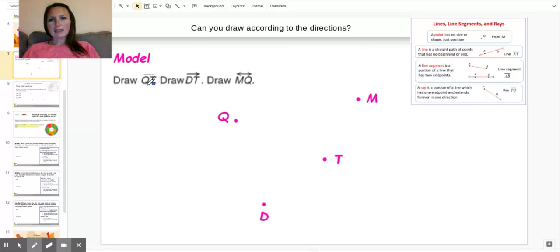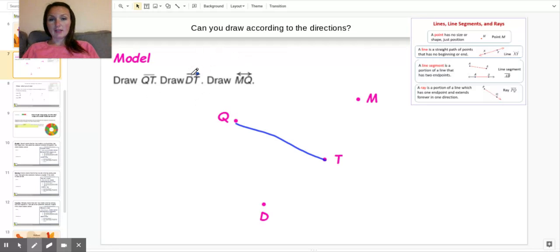So this says line segment QT. Okay, so here's the letters Q and T. That means it wants me to connect these to make a line segment. So all I have to do is draw and connect them like that. And here's the point, and here's the other end point. So that's how you draw QT.